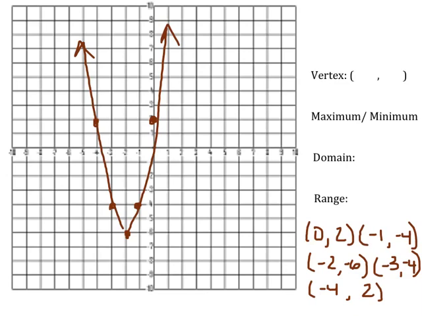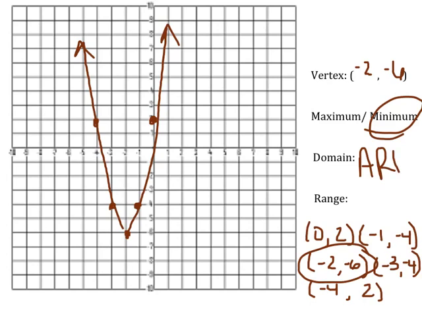Your vertex, that's always your middle point. So our vertex is -2, -6. It formed a minimum because that's the lowest point of our graph. Domain, again, that's x values. If we zoomed all the way out, how far left, how far right would it go? That would be all real numbers. And range, that's our y values. Where do our y values start? Well, they start down at -6 and everything above -6. So y is greater than or equal to -6.